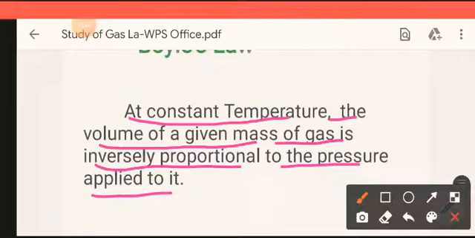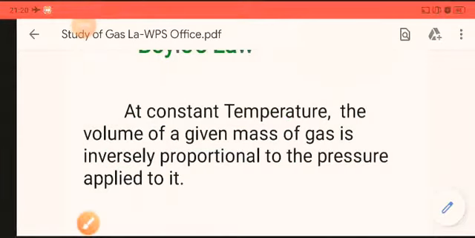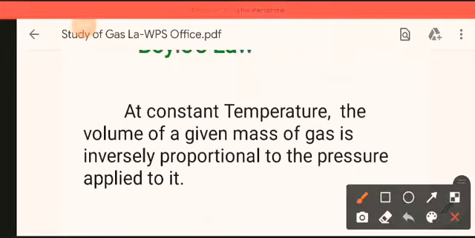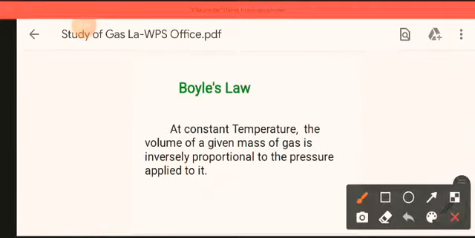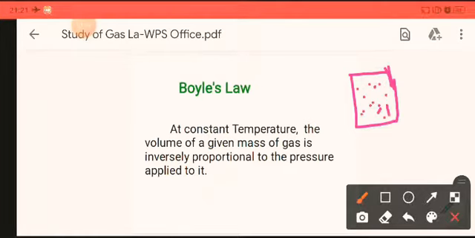I repeat myself. At constant temperature, the volume of a given mass of gas is inversely proportional to the pressure applied to it. Let us justify this. Suppose this is a gas jar, a gas container, and here these are the particles of gas.